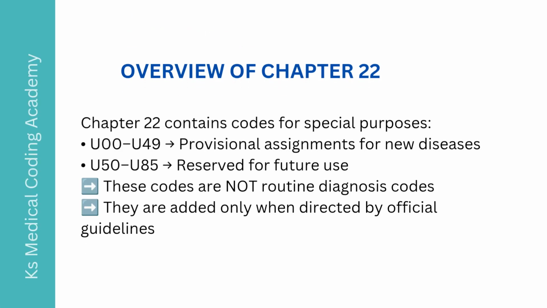Overview of Chapter 22. Chapter 22 contains codes for special purposes only. Codes U00 through U49 are provisional assignments for new diseases, while codes U50 through U85 are reserved for future use. These codes are not routine diagnosis codes and are assigned only when specifically directed by official guidelines.